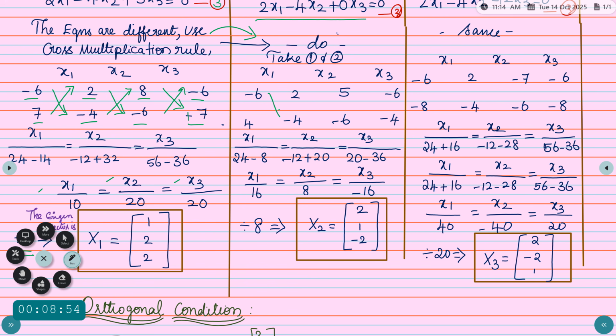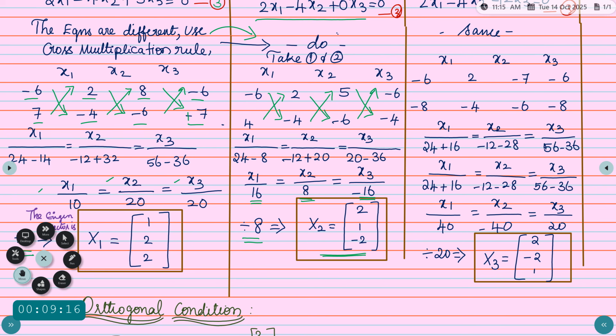So, x1, the same here also. 24 minus 8, minus 12 plus 20, and then 20 minus 36. You are getting the answer as x1 by 16, x2 by 8 and x3 by minus 16. You can divide by 8. You can get the answer, simplifying the eigenvector: x1 divided by 2, x2 by 1, x3 by minus 2.